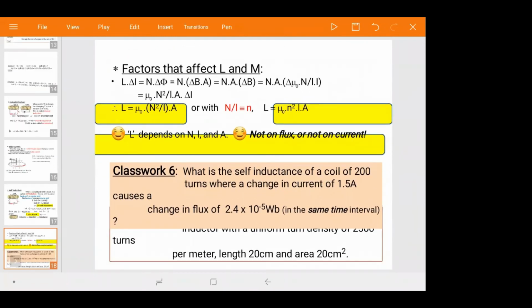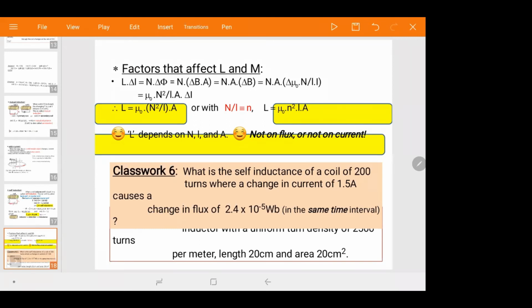So what factors affect self-inductance? When you equate the 2, flux means B times A. So, for example, if it's only the magnetic field that is changing and not the number of turns and not the area of the coil, then you write down N A delta B. Delta B, as you know, is equal to mu0 N over l times current I. And when you multiply out N times N and so on, you get mu0 times N squared over l times A times delta I on the right side.